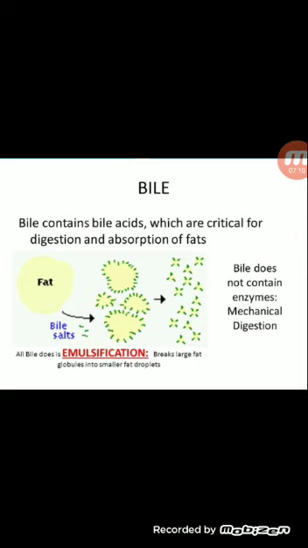Bile juice is cutting the fat into small pieces, again into smaller pieces, which is very easy for the digestive system to digest. Understood, children? Bile contains bile acids, which are critical for digestion and absorption of fats. So these bile salts divide the fat into small molecules, again into small molecules.